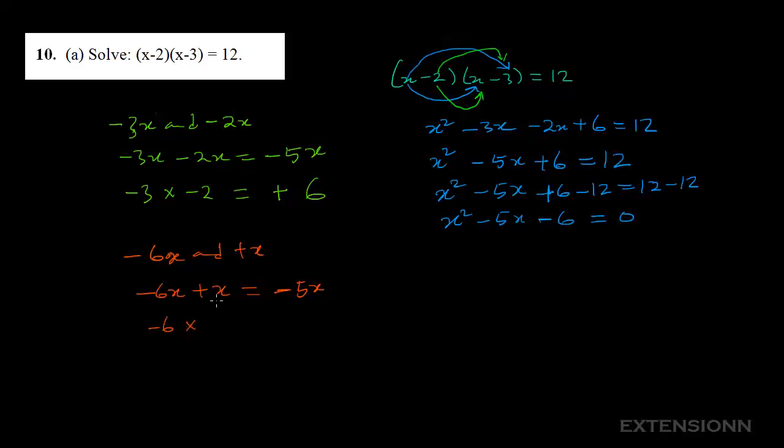Okay, so the next one is, let's take the coefficients. -6 times the coefficient here, +1. Minus times plus gives us minus. 6 times 1 gives us 6. Now these factors are consistent with -5x here and -6. So we'll go for these ones. So we could just write x squared - 6x + x - 6 = 0, where we have -6x + x as -5x.